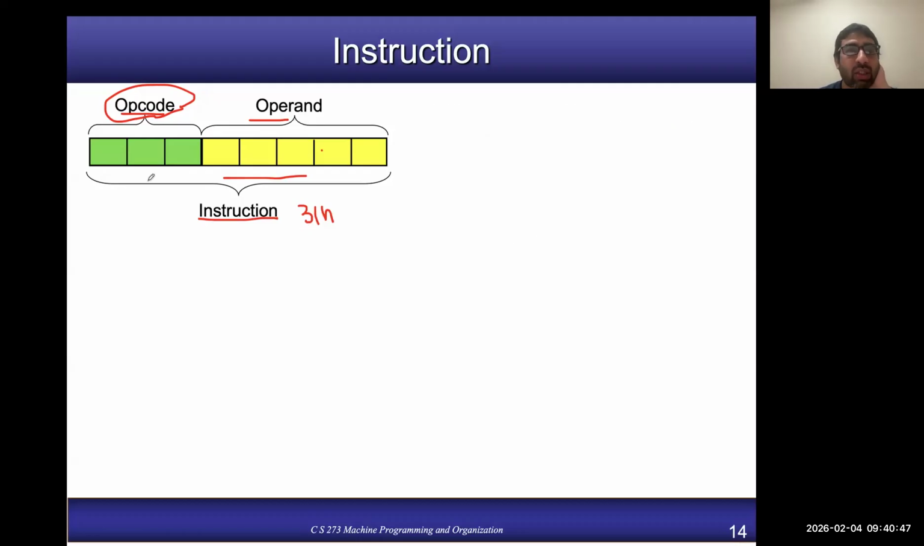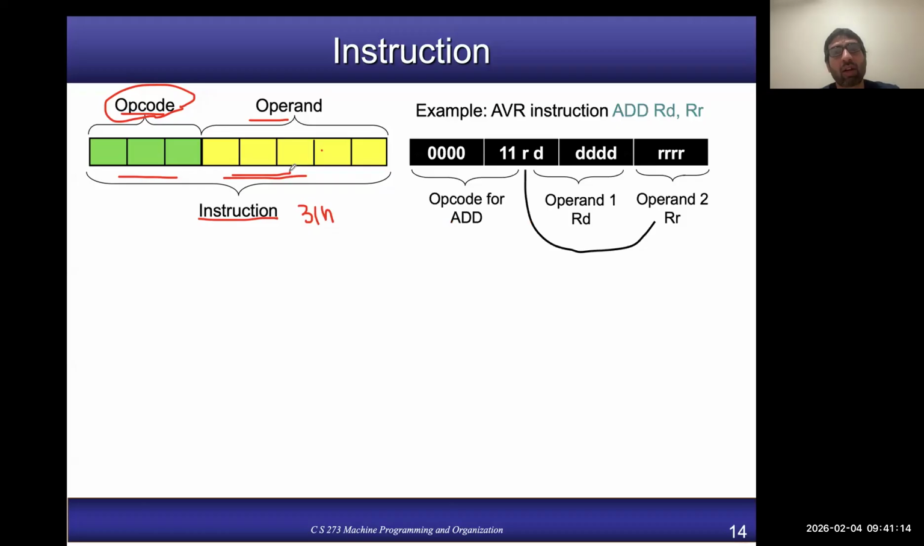By the way, here we are showing that all the opcode bits are on one side and all the operand bits are on the other side. That is not completely true. In some architectures, that is the case: all the bits which make the opcode are grouped together physically on one side, and all the bits which represent the operands are grouped together physically on the other side. But that is not the case in the ATmega328.